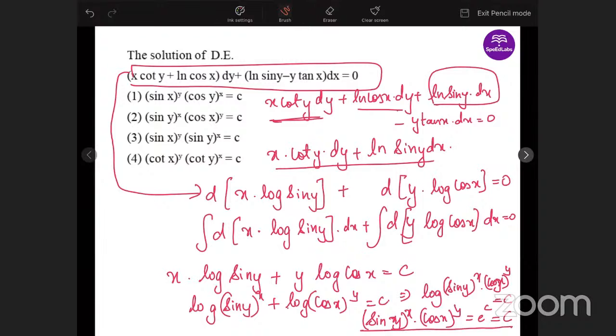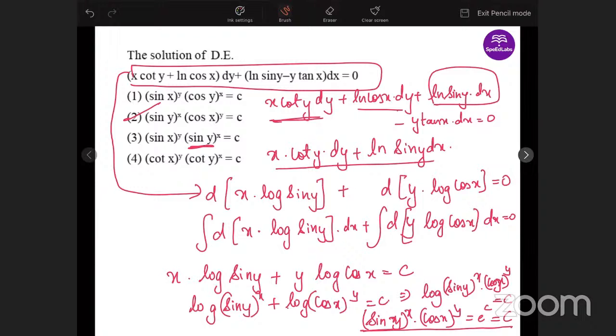So what's the option? Option 2. Sin y power x, cos x power y. That's option 2: (sin y) whole raised to x and (cos x) whole raised to y equals a constant. So that's option 2. I hope it's clear now.